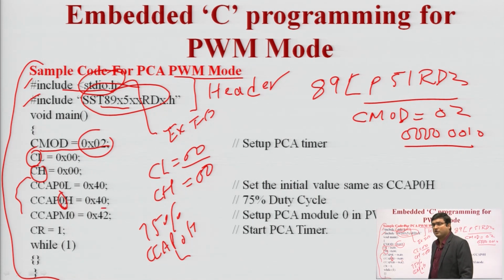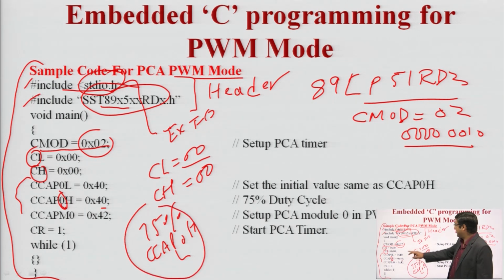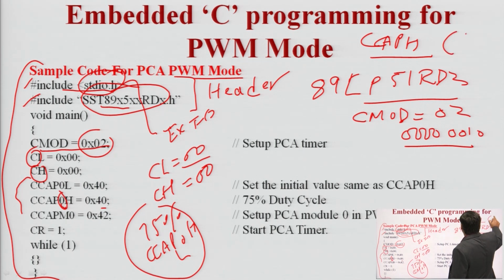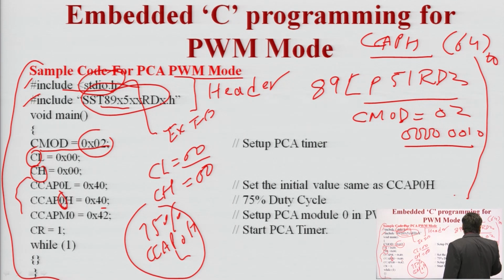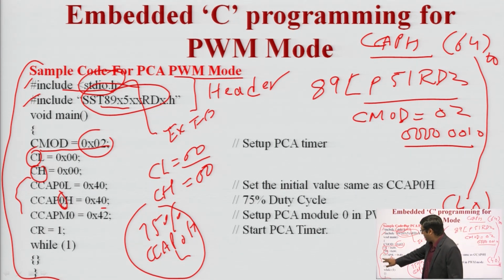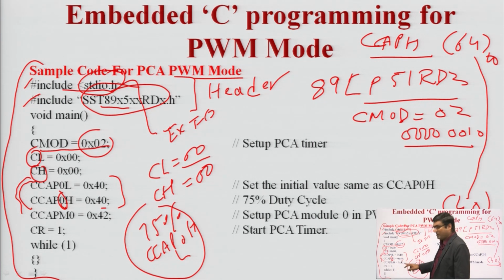In our previous slide, we calculated the value of CCAPH for a 75% duty cycle. It is 64 in decimal, and when we convert it into hexadecimal, the value of CCAPH is 40 in hexadecimal mode. So both the values should be equal: CCAP0L and CCAP0H are 40 in hexadecimal.